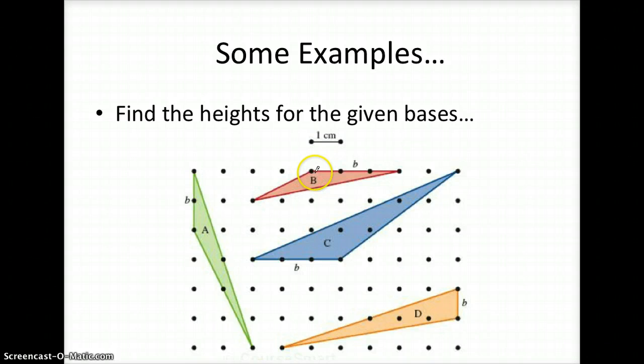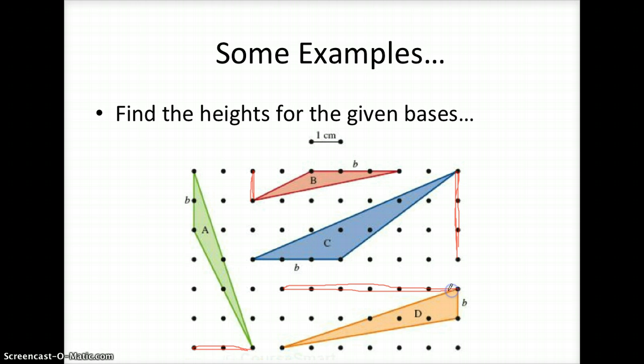So in the case of figure A here, B is the base. They have that denoted here. If B is the base, then this would be the height of the figure. In this case, if B is the base denoted up here, then this would be the height of our figure. This one's a little bit easier to see. If I have a base of B, I would have a height something like this. And here, if I have a base of B, my height is going to be something like that.